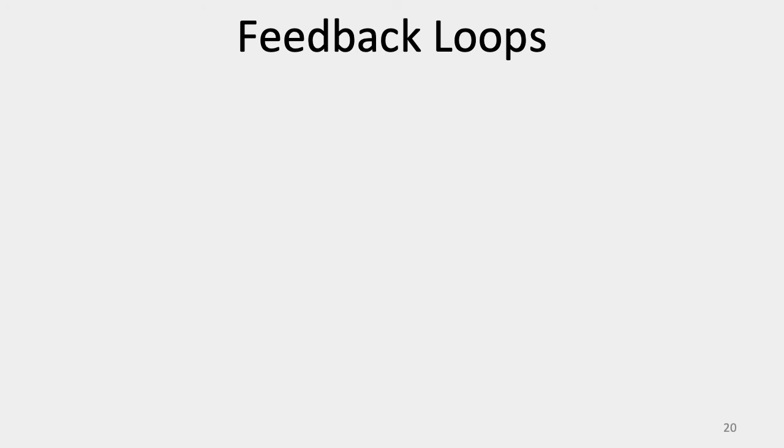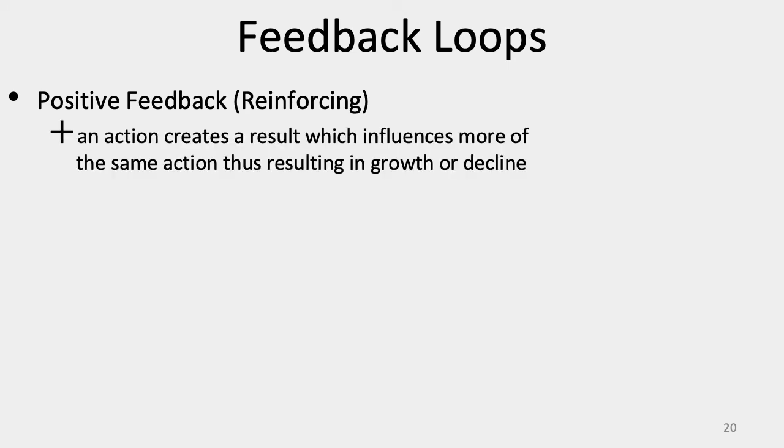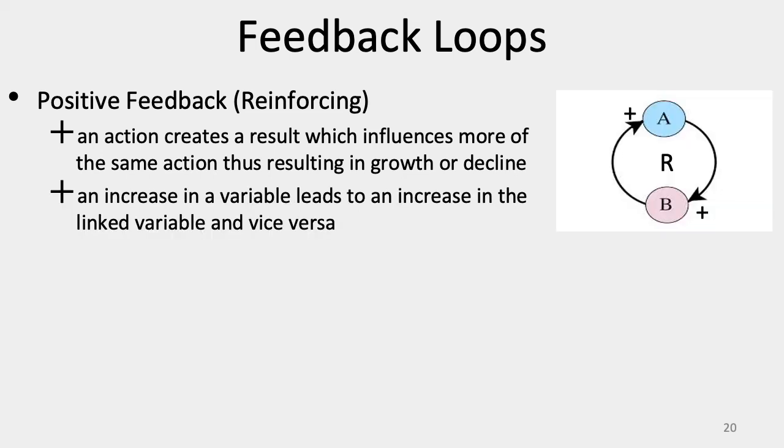Next, let's talk about feedback loops. There are two types of feedback loops: positive or reinforcing feedback loops, where an action creates a result which influences more of the same action, thus resulting in a growth or a decline. That's, in summary, an increase in one variable leads to an increase in the linked variable, or vice versa. As you can see, the positive signs on the arrow tips indicate that an increase in A results in an increase in B and B increases A.